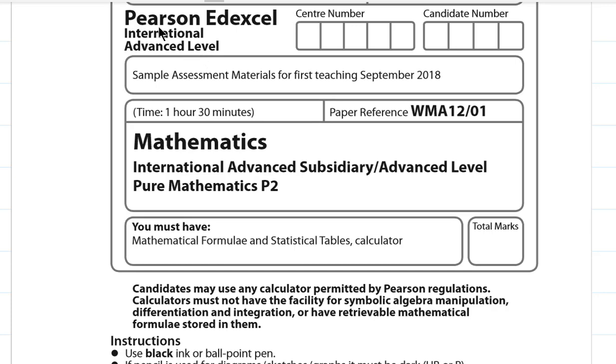Now we are going to solve the Pearson Edexcel International Advanced Level Pure Mathematics P2 sample assessment paper, recommended from the Edexcel official website.